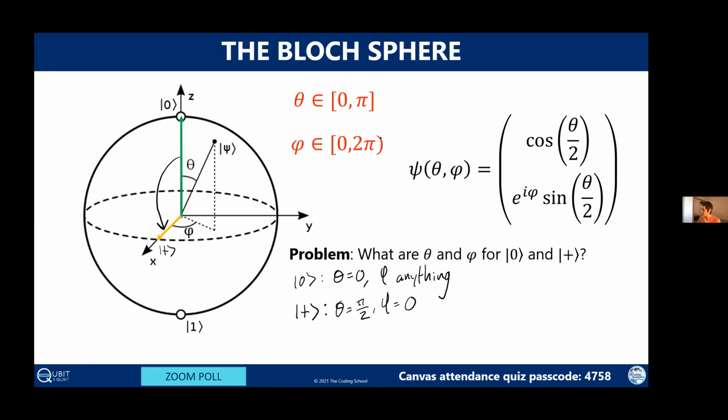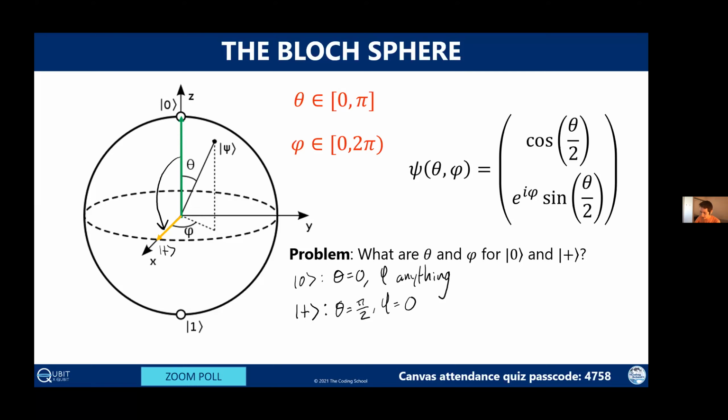So somebody says, since theta changes from 0 to pi, but cos is not invertible on 0 to pi, but it is on 0 to pi over 2, so that for each angle, you get a unique value. Ah, I see what you're saying. I think I do anyway.